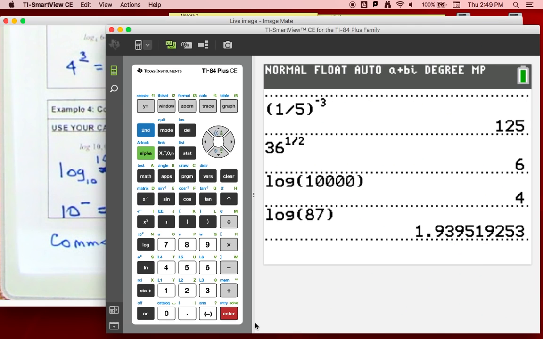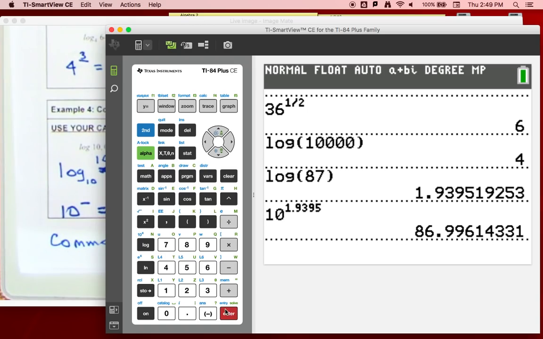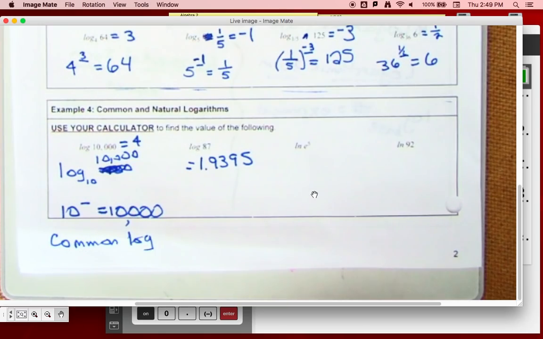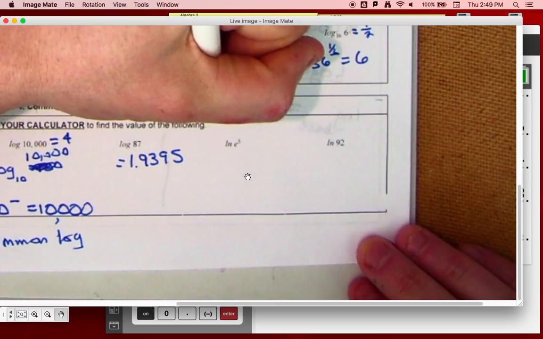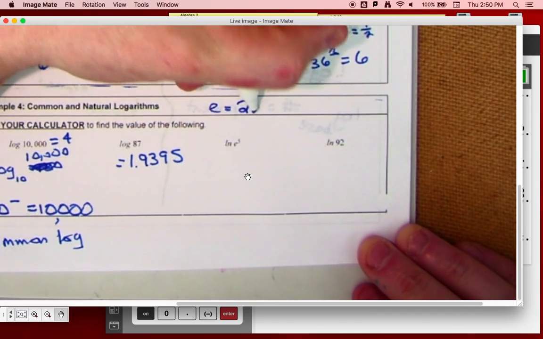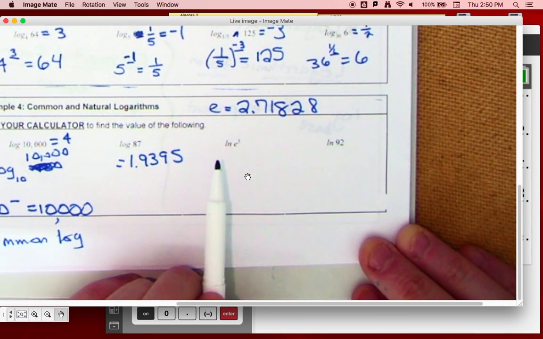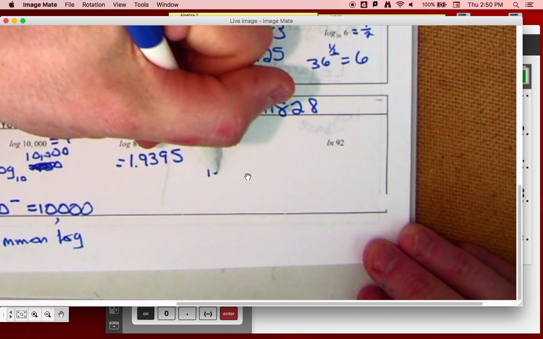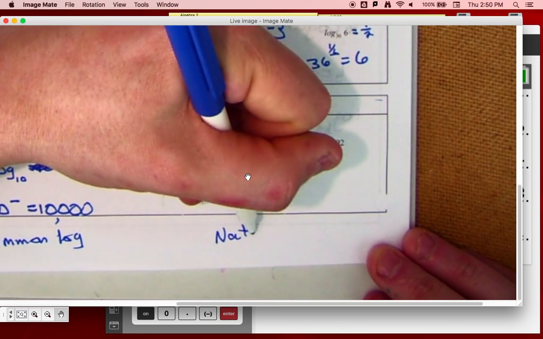And what that means, if I take 10 raised to the 1.9395, this right here is going to be really close to 87. It'll be a little off because we rounded, and look at that. Okay. We can also do what's called the natural logarithm. And if you remember e, the number e from last week, which is 2.71828. Okay, the calculator can do what's called the natural logarithm, and all the natural logarithm is a logarithm with a base e.